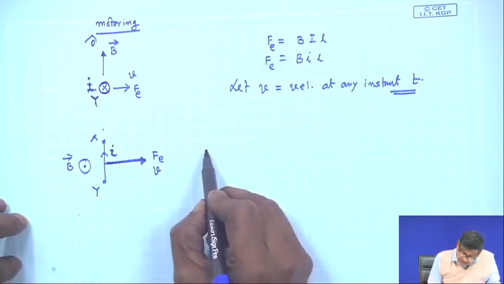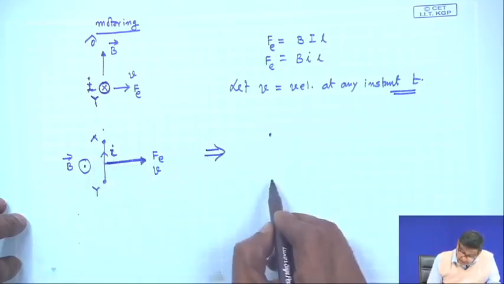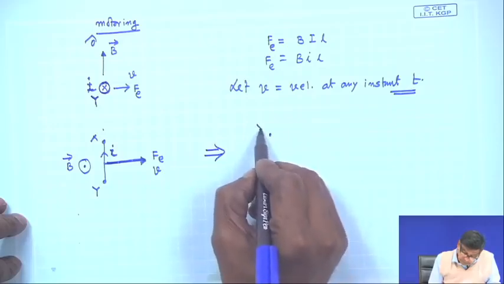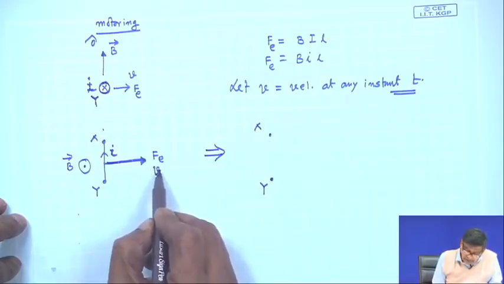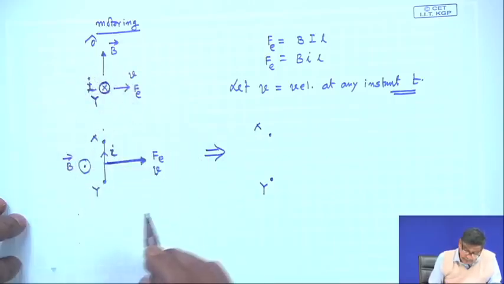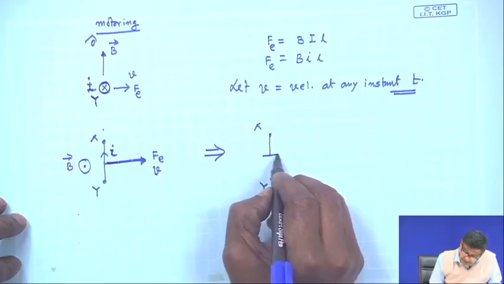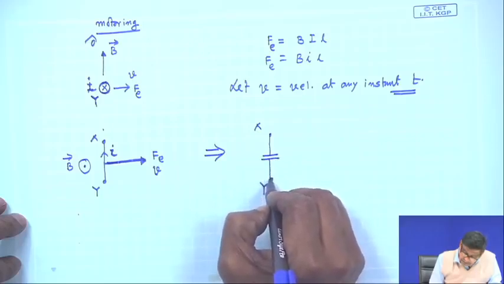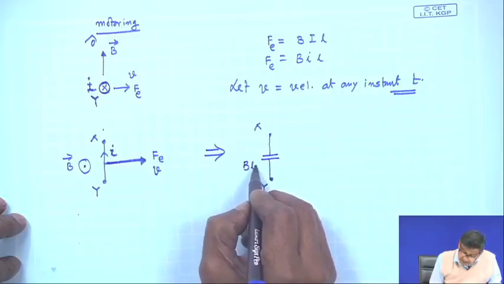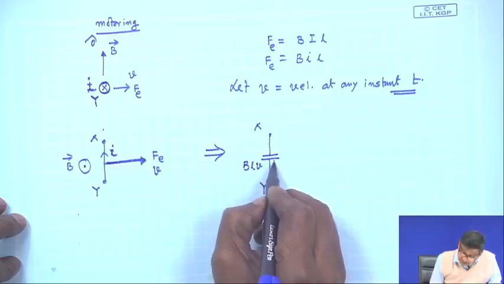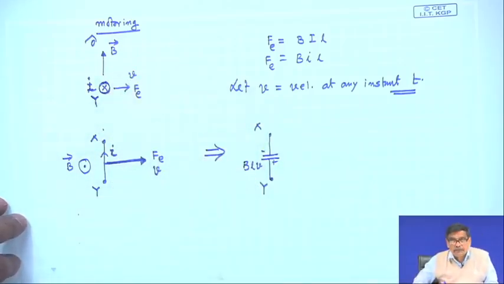Now, the question is, this conductor between x and y is moving now with a velocity v and placed in a magnetic field. Therefore, it will become a seat of EMF of magnitude BLv, with this plus and this minus. Apply the right hand rule and get this voltage.